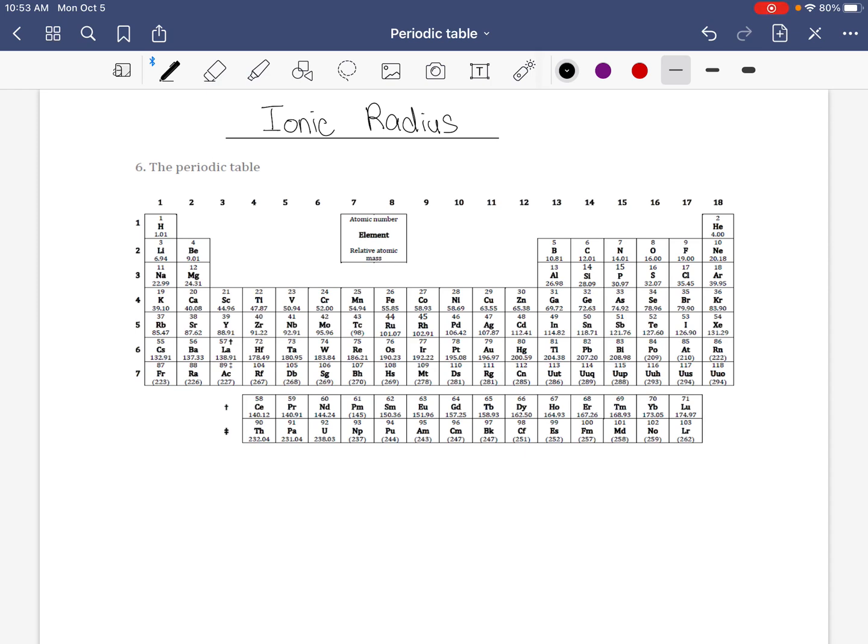Hey guys, today we're gonna go back. Well, not really, we're going forward, but we're gonna go back a little and look at ionic radius. Now, ions, we know, represent charged atoms. They could be positively charged, they could be negatively charged.